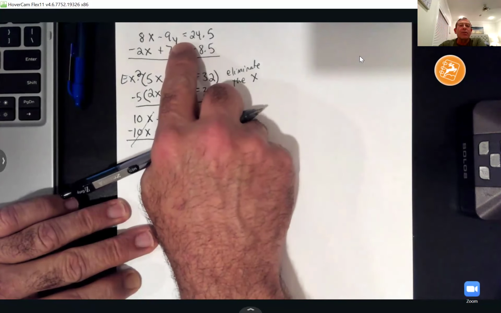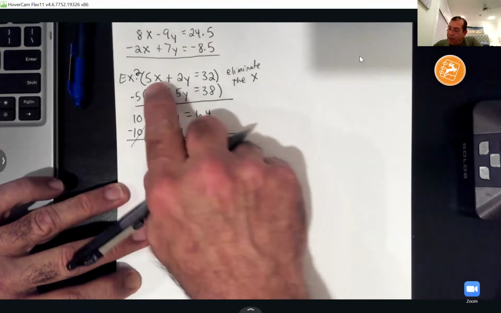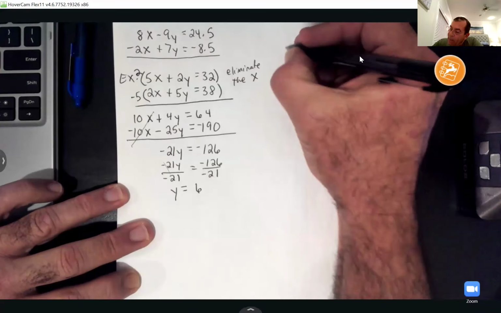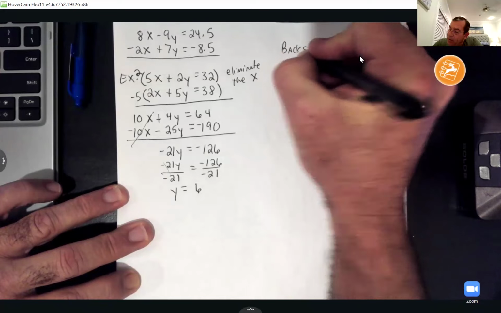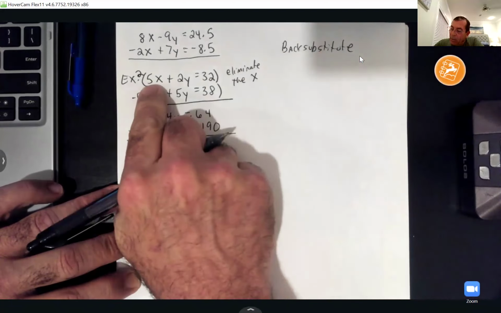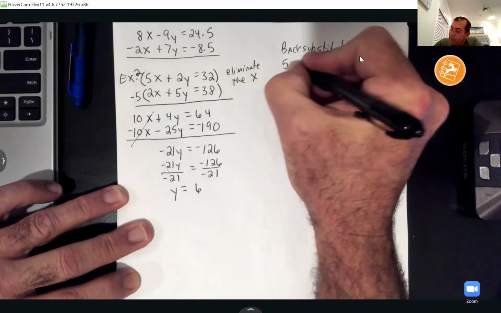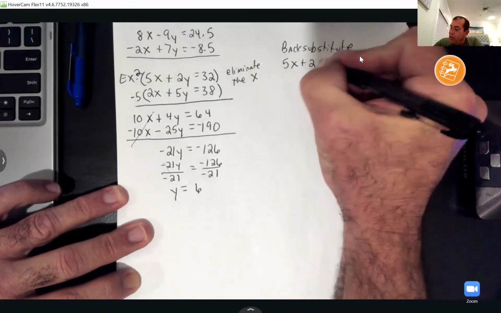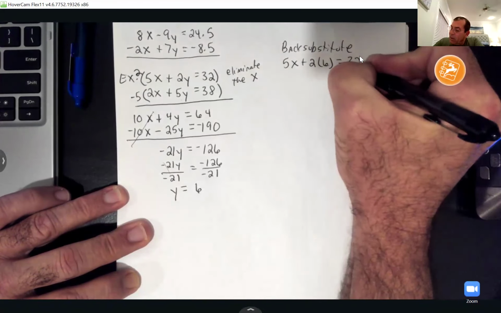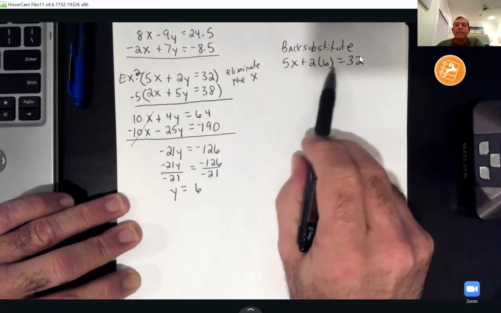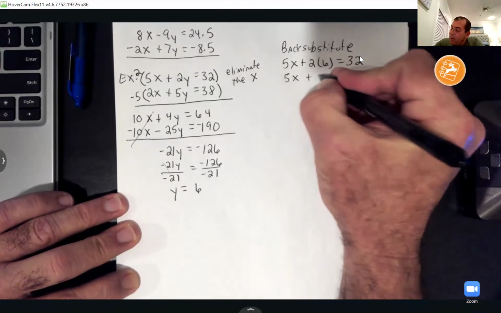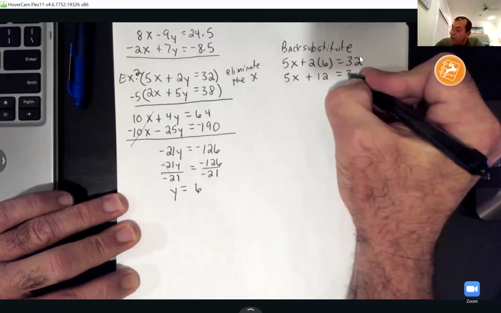So I'm going to back substitute up here. I'll probably use that first equation, put a 6 in for that y. So I'm going to do 5x plus 2 times 6 will equal 32. All right, multiply first. So 5x plus 12 equals 32.